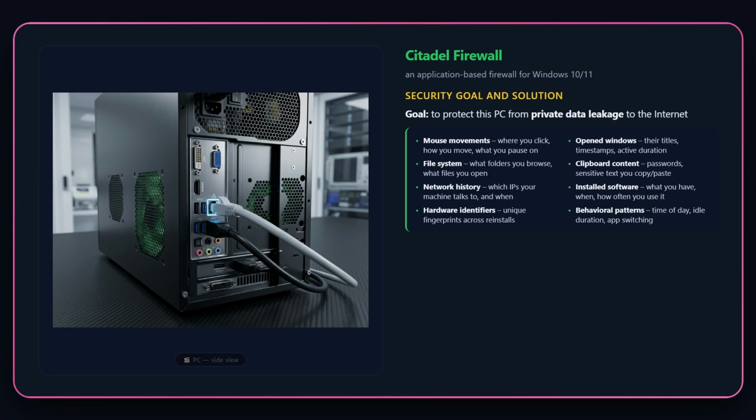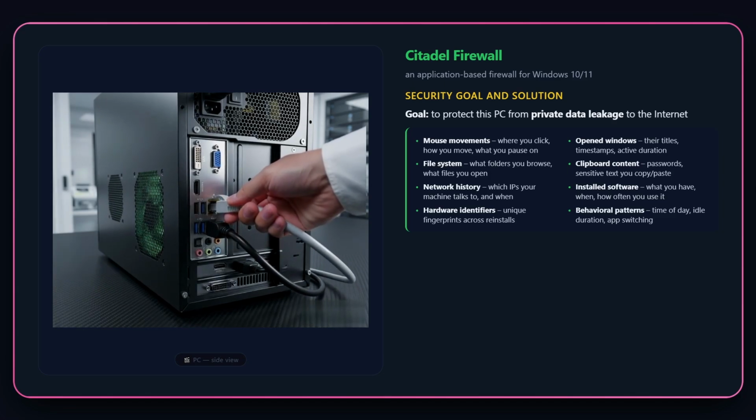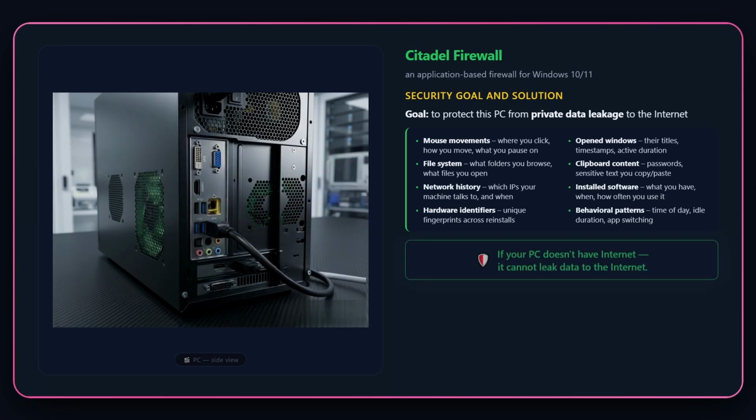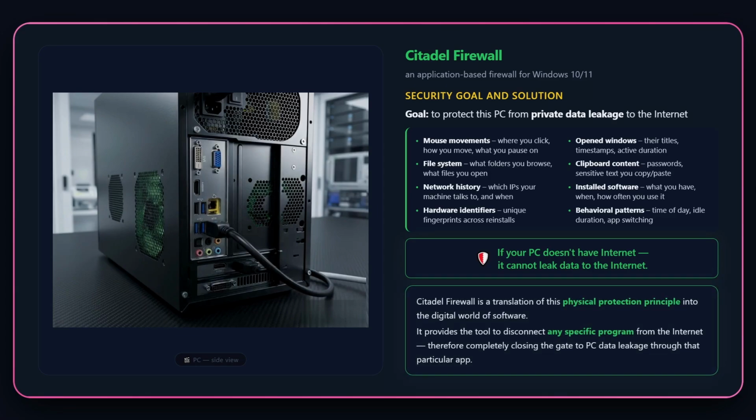The obvious solution would be to disconnect this PC from the internet completely. If your PC doesn't have internet, it cannot leak data to the internet. Citadel Firewall is a translation of this physical protection principle into the digital world of software. It provides the tool to disconnect any specific program from the internet, therefore completely closing the gate to PC data leakage through that particular app.